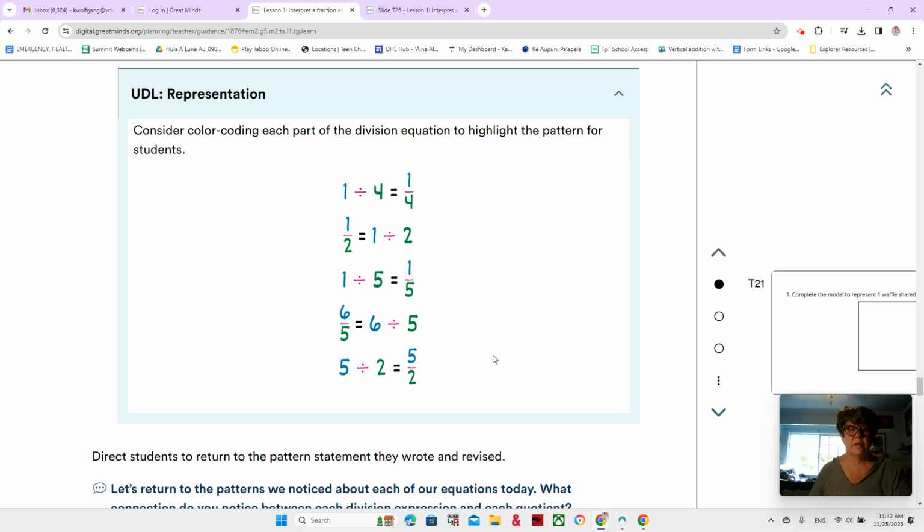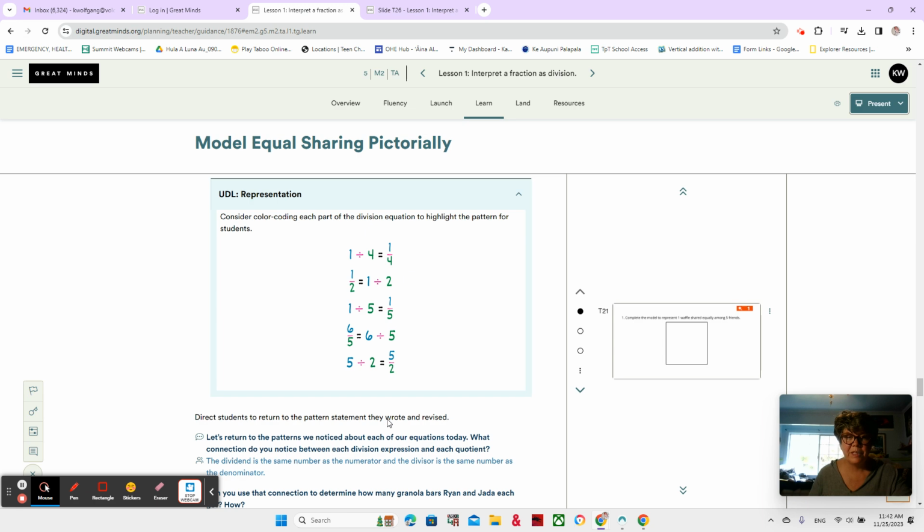Okay. Here's 1 divided by 4, 1/4, 1/2 equals 1 divided by 2, 1 divided by 5 equals 1/5, 6/5 equals 6 divided by 5, 5 divided by 2 equals 5 halves. A fraction can be represented by the division equation. Did you notice that? That's a really big aha from this lesson, that 1 divided by 4 is always going to be 1/4. Okay, and that this line is a division problem.